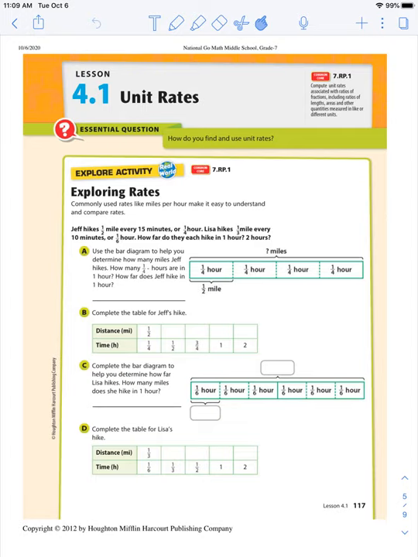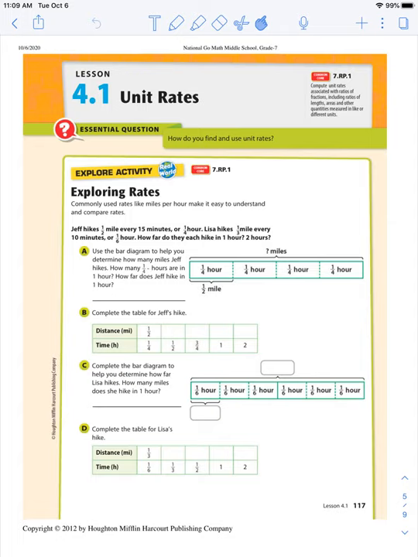All right, so let's get started with 4.1. 4.1 is actually on unit rates, so remember that's a rate in which the second quantity is 1 unit. All right, let's look at example 1. Jeff hikes half a mile every 15 minutes or quarter hour. Lisa hikes 1/3 mile every 10 minutes or 1/6 hour. How far do they each hike in 1 hour? How about 2 hours? All right, we're going to start with 1 hour.